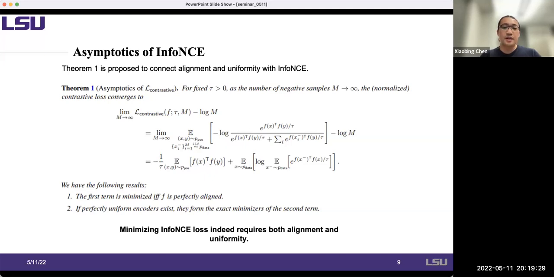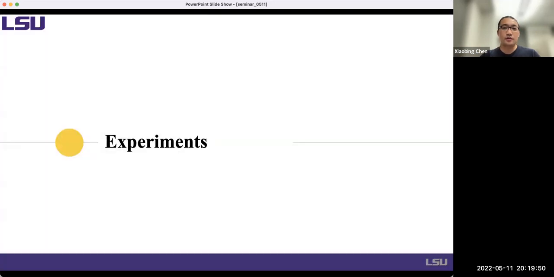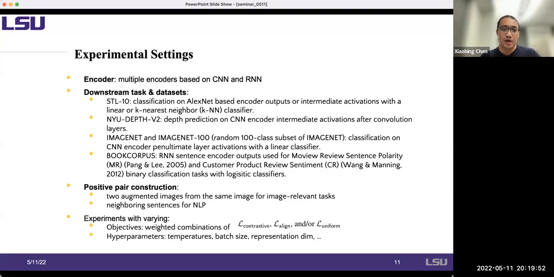It tells us that minimizing this InfoNCE loss indeed requires those two metrics. And that's how they decompose this InfoNCE loss into two independent metrics. And here are some experiments.